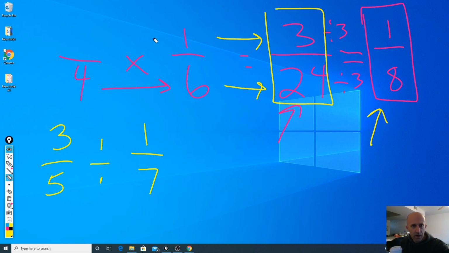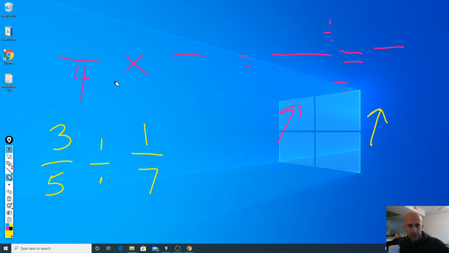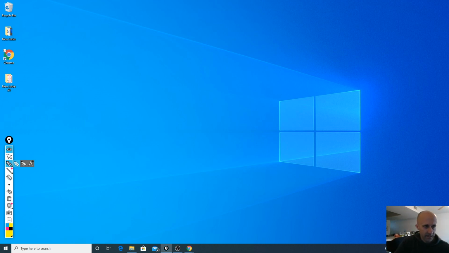So here, let me get rid of the top part here. That was multiplying on the top. Get rid of some of this extra writing here. There we go. So actually, what I'm going to do is take 3/5 and divide by 1 over 7. So when it comes to dividing, the first thing you have to do is change that division sign. That division sign will now become a multiplication.